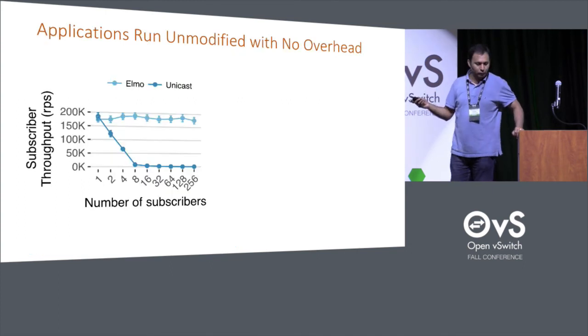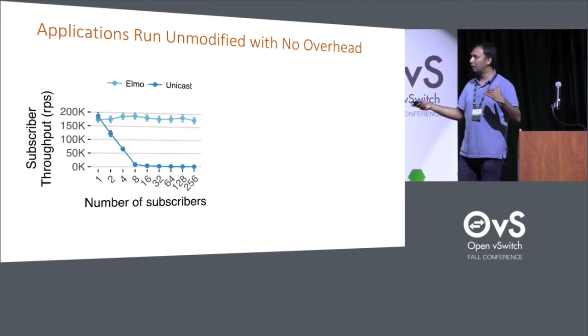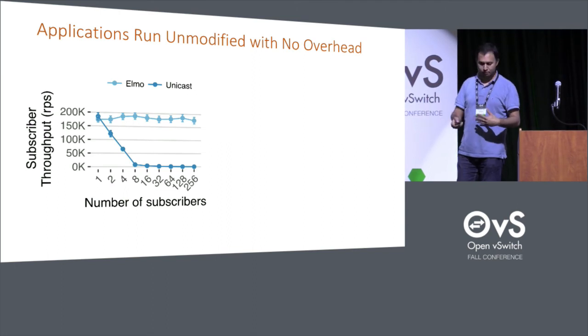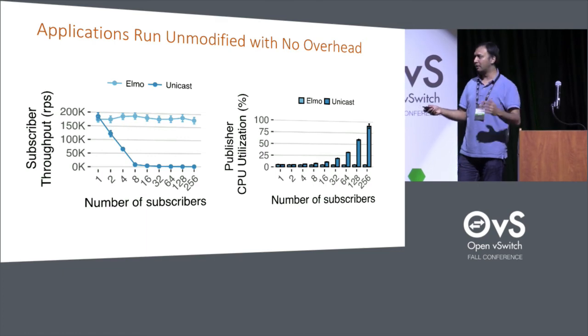The next thing that we evaluated was the application performance. Again, with Elmo, any subscriber that was receiving packets was receiving the full line rate, compared to the unicast-based approaches, because as you increase the number of unicast receivers, the throughput goes down. And the corresponding change you can see on the publisher side: with unicast, the CPU utilization increases by a lot, but with Elmo, the CPU utilization at the publisher side remains the same.